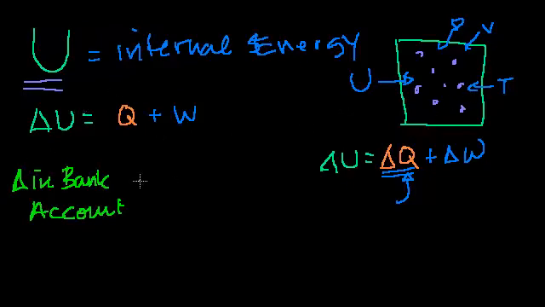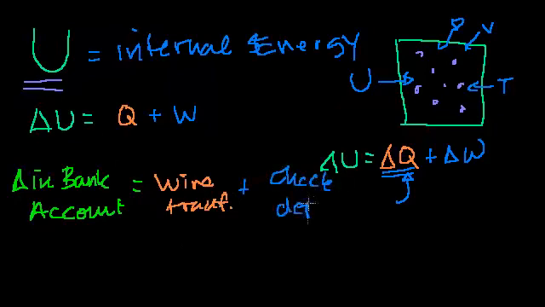If you have a change in a bank account, you had some deposits or withdrawals. And heat and work are really just deposits or withdrawals into our energy bank account. Heat is one kind. Maybe heat is like a wire transfer. So you could say wire transfers to your account, plus, I don't know, plus check deposits.